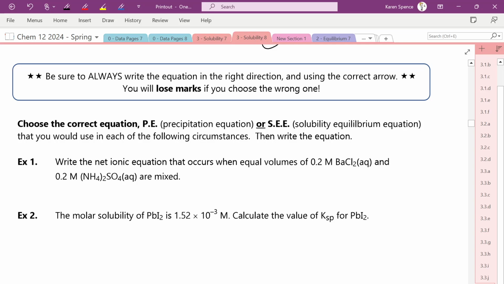So in the first one, are we forming the precipitate or are we wondering how much is dissolved? We're forming the precipitate, so what should we be using? The PE. Would you be able to write, without writing the complete ionic equation and the formula equation, could you go straight to the net ionic equation? Yes. Give it a try.